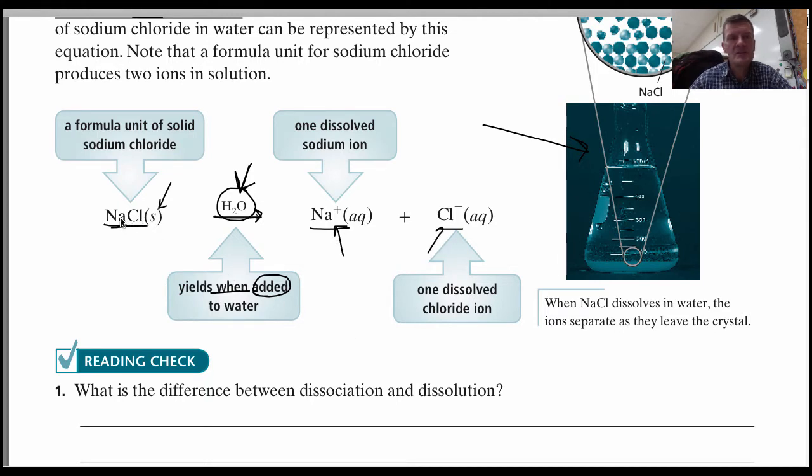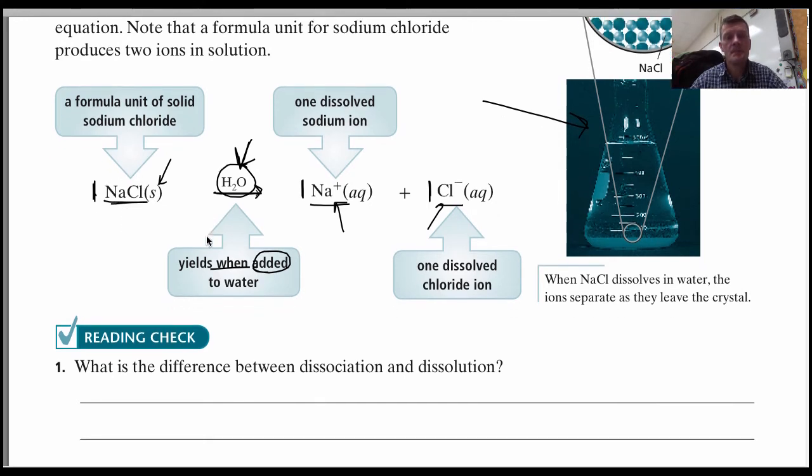So you have to balance this, since this is 1 unit of sodium chloride, and it breaks apart into 1 unit of sodium and 1 unit of chloride ion. Okay, 1 sodium ion, 1 chloride ion for every one unit of the compound.